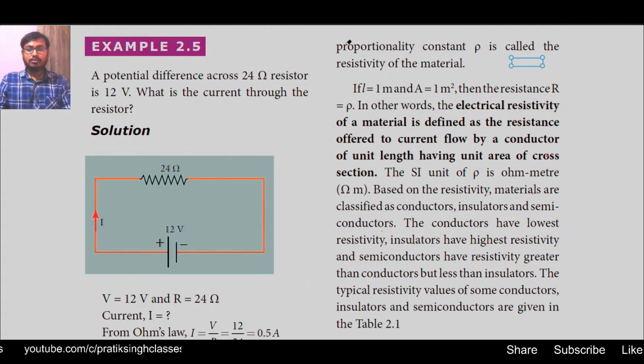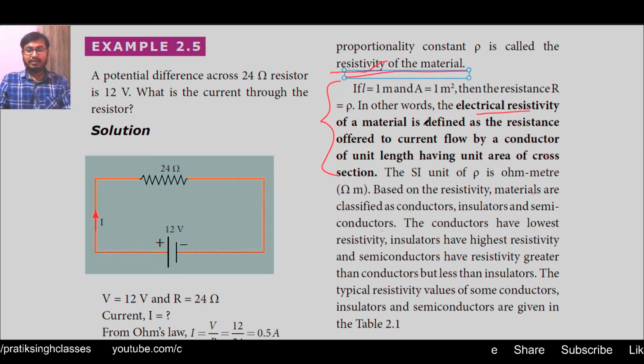Moving forward, the proportionality constant rho is called the resistivity of the material, and please mind that this depends on the material. That means if you change the material, its resistivity will change. It doesn't depend upon the dimensions of the given material. Something very important is given here: what is really the meaning of electrical resistivity? If the length of the given conducting material is 1 meter and its area is 1 meter square, then we can define resistance R as equal to rho.